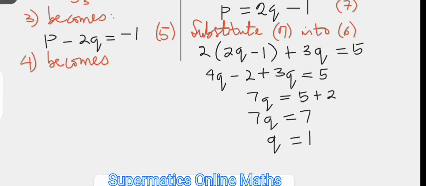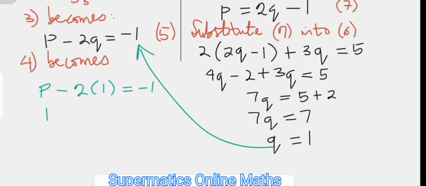This value of q, we put it in equation 5 to get the corresponding value of p, meaning that we have p minus 2 times 1 equals negative 1, and p minus 2 equals negative 1. Adding 2 to both sides gives p equals negative 1 plus 2, and p is 1. So p is 1 and q is 1. It is now time to substitute back into the logarithms that we transformed from.